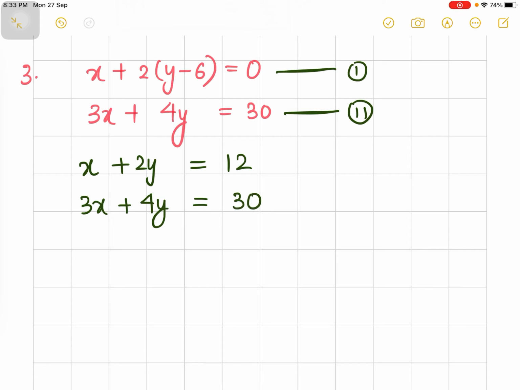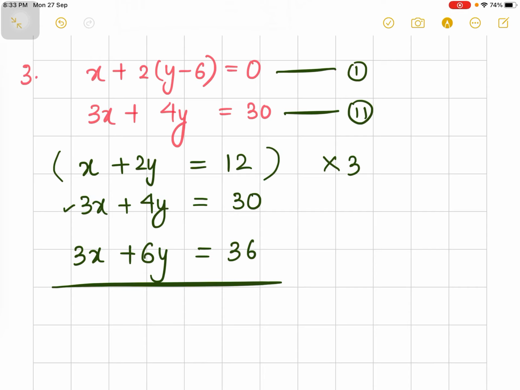We can try out elimination once more. You could choose either to make the x's identical or the y's identical. So let's go for x this time. You can see that if this equation could be multiplied by 3, we will have 3x that will match with this 3x. So let's multiply it by 3. You will have 3x plus 2 3s are 6y equal to 12 3s are 36.